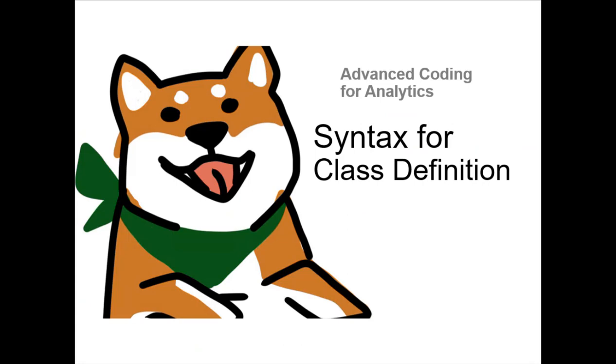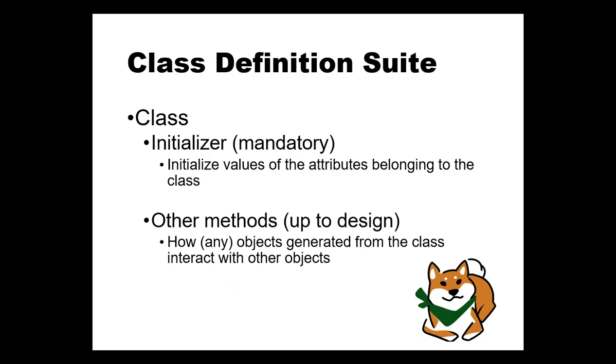Next, I will explain the syntax for class definition. A class definition suite contains an initializer and other methods. The initializer is a must-have component, which initializes the values of the attributes belonging to the same class and objects belonging to this class. The other methods are up to your design. These methods determine how the objects generated from the class interact with other objects. So up to your design, you can have as many methods that help you implement the ideas.